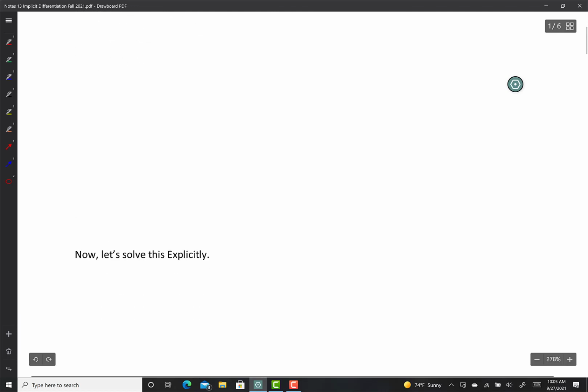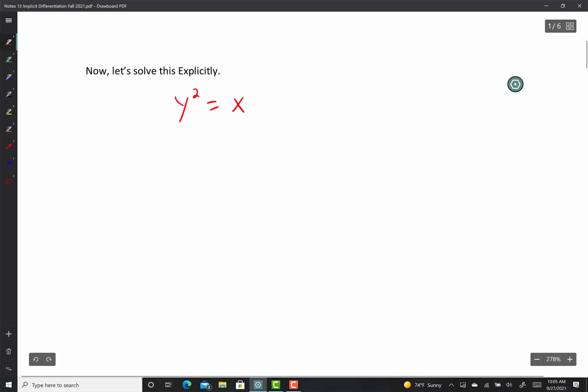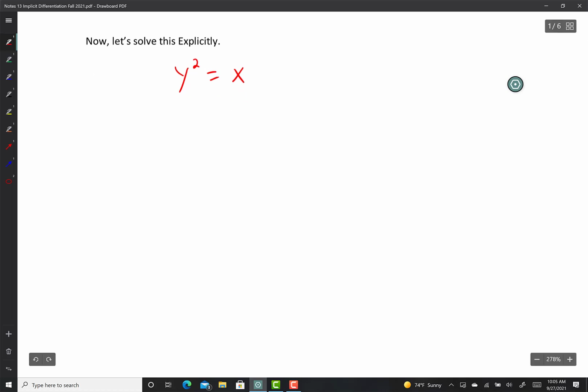So I have an equation, y squared equals x. And I want to find the derivative of this, but the way we usually find it is to not have y squared, to have just y by itself. So y equals, how do I get rid of that square? y equals the square root of x. So this is explicit because I'm telling you what y is. y is specifically the square root of x.